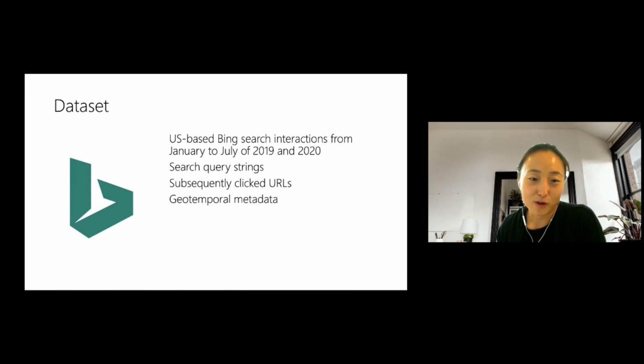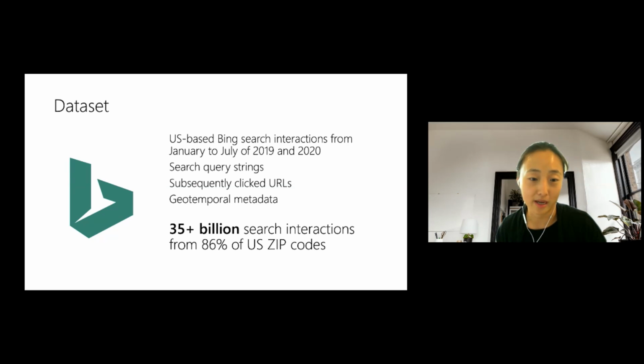So our data set involves a sample of web search interactions for the US population from Bing during the first 7 months of the years 2019 and 2020. This included search query strings and the URLs of the subsequent clicks from the search results page, timestamp and zip code for location. In total, we had over 35 billion search interactions from roughly 86% of the US zip codes.